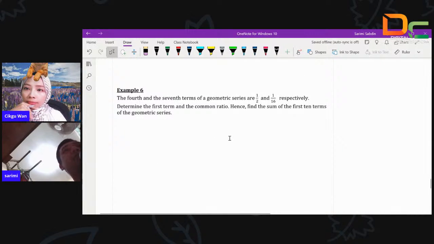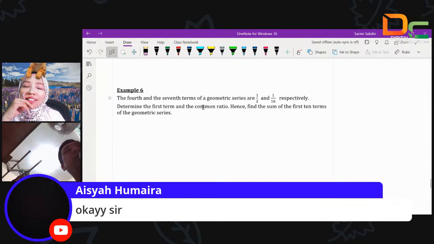Okay, kita tengok example 6. Okay, the fourth and the seventh term of a geometric series are 1 over 2 and 1 over 16, respectively. Determine the first term and the common ratio.